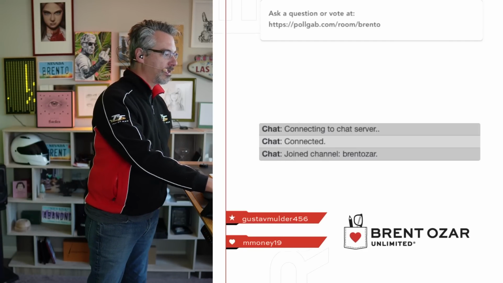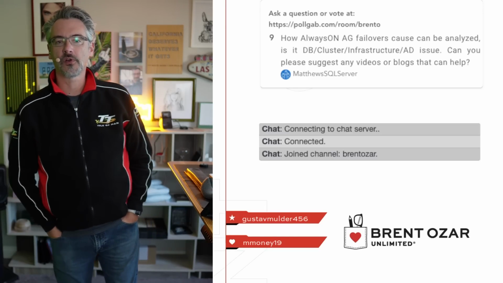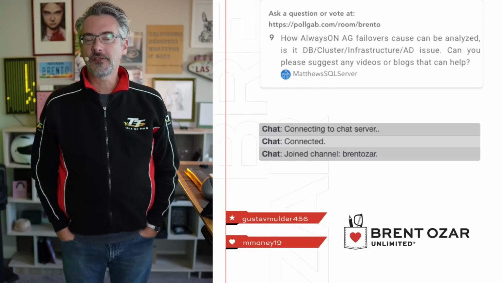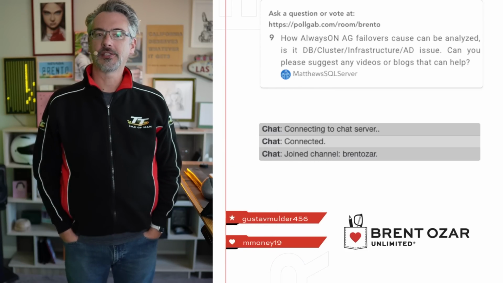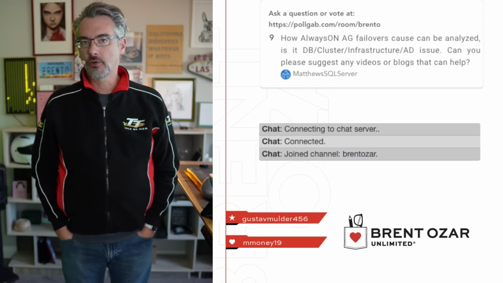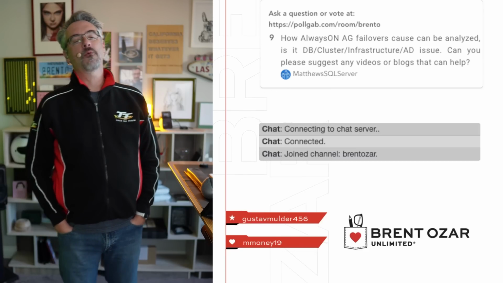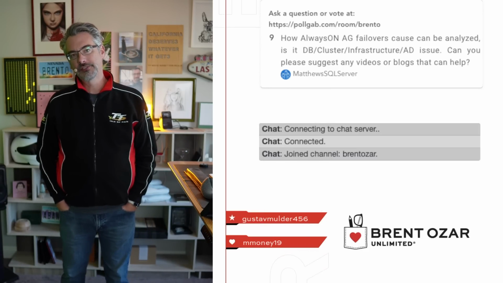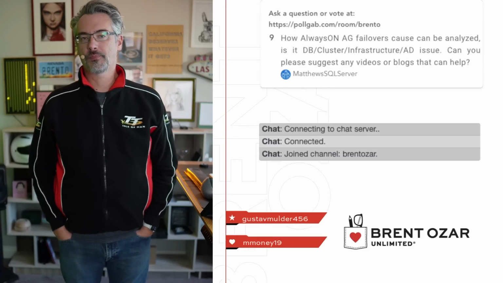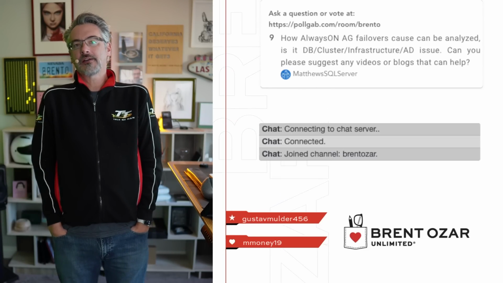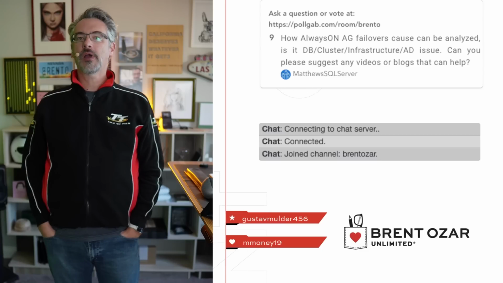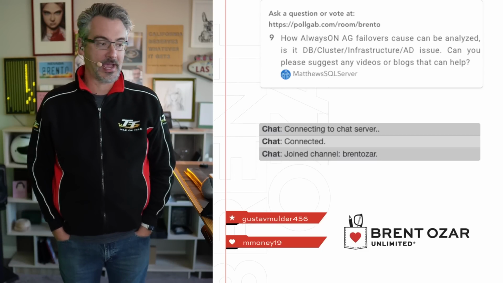The number one top voted question is from MatthewsSQLServer, who says, how can AlwaysON AG failovers be analyzed? Is it a database infrastructure, Active Directory issue? Can you suggest any videos or blogs that can help? I wish I could. It's kind of like saying, I walked into the cockpit of an airplane and there are all these dials and knobs that I've never seen before. When there's a plane crash, can you help me understand how to analyze that?